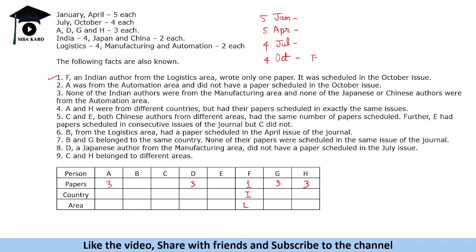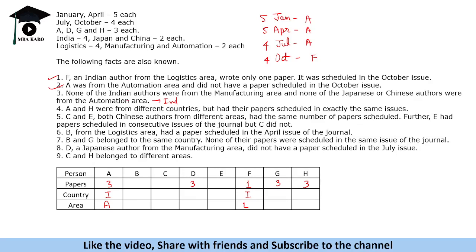A was from automation area and did not have a paper scheduled in October issue. A is from automation, did not have in October. So A has three papers, so three have to be in three different months. So A will have papers in January, April, and July. Done. None of the Indian authors were from the manufacturing area, and none of the Japanese or Chinese authors were from automation area. So that means whoever is from automation is Indian. Okay. And an Indian cannot be in manufacturing. So this will help us map things. Now this is automation, right? So he is from India.